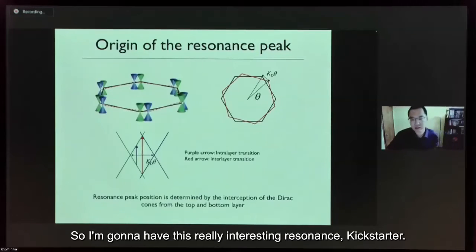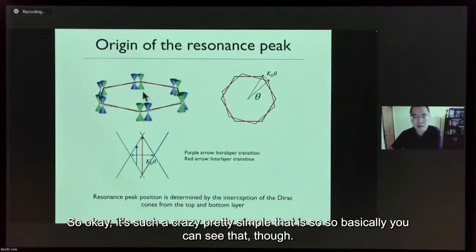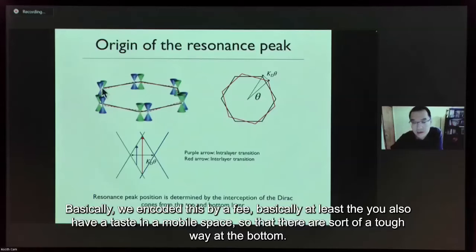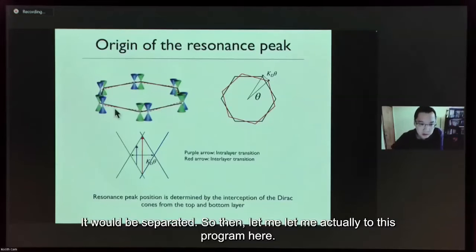It's actually pretty simple to understand. When you have a twist in the graphene, you also have a twist in the momentum space. So the chiral cone from the top layer and the bottom layer will be separated. Let me draw this diagram here. This is one chiral cone from the top layer, and this is the second chiral cone from the bottom layer.